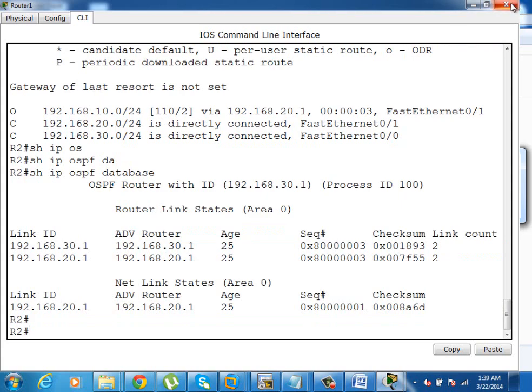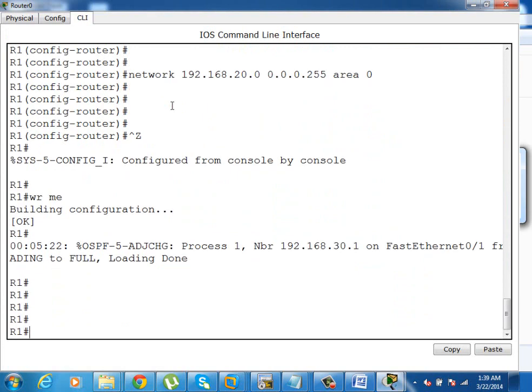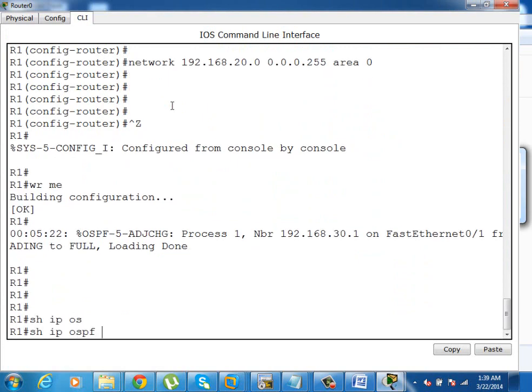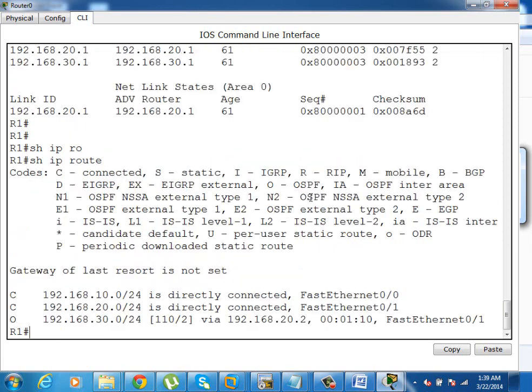Can I check the routing from here as well? Show IP OSPF database. You can see here it is process ID 1, no problem. They can communicate between each other without any problem. This is the OSPF basic configuration. And show IP route, you can see the IP route here.